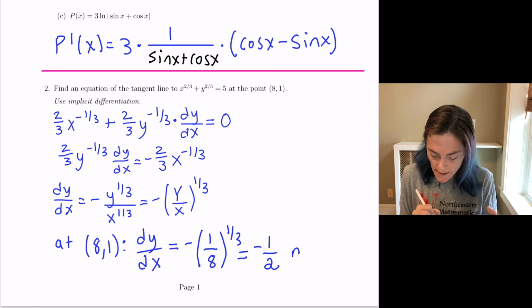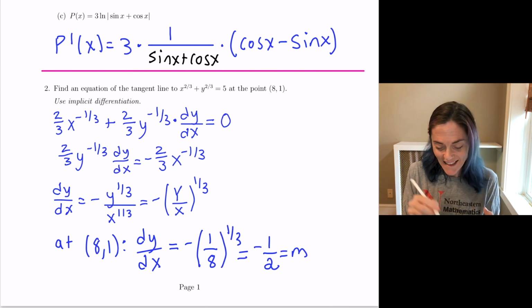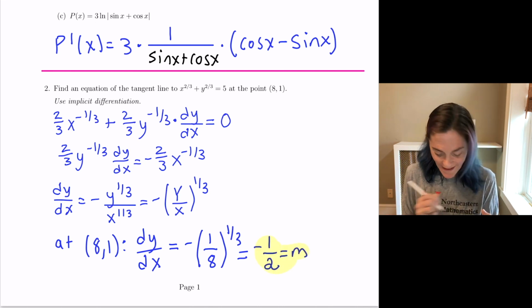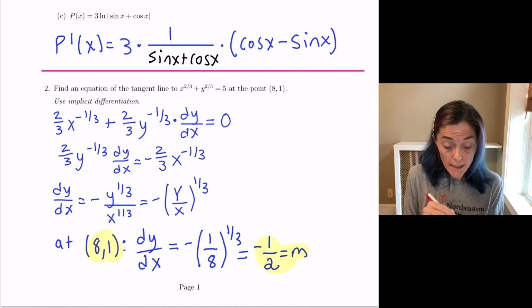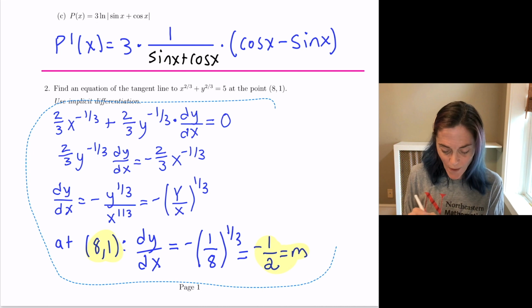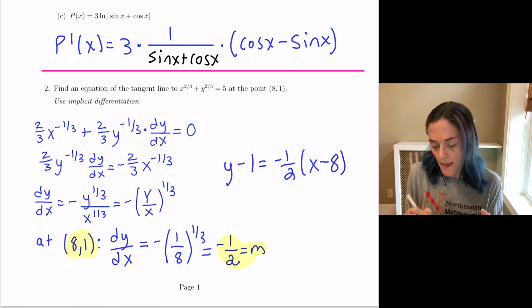Maybe I'll write this. This is my slope. So let me highlight. We have a slope. We have the point. Now we can just write down the equation or an equation. Y minus 1 is negative 1/2 x minus 8.